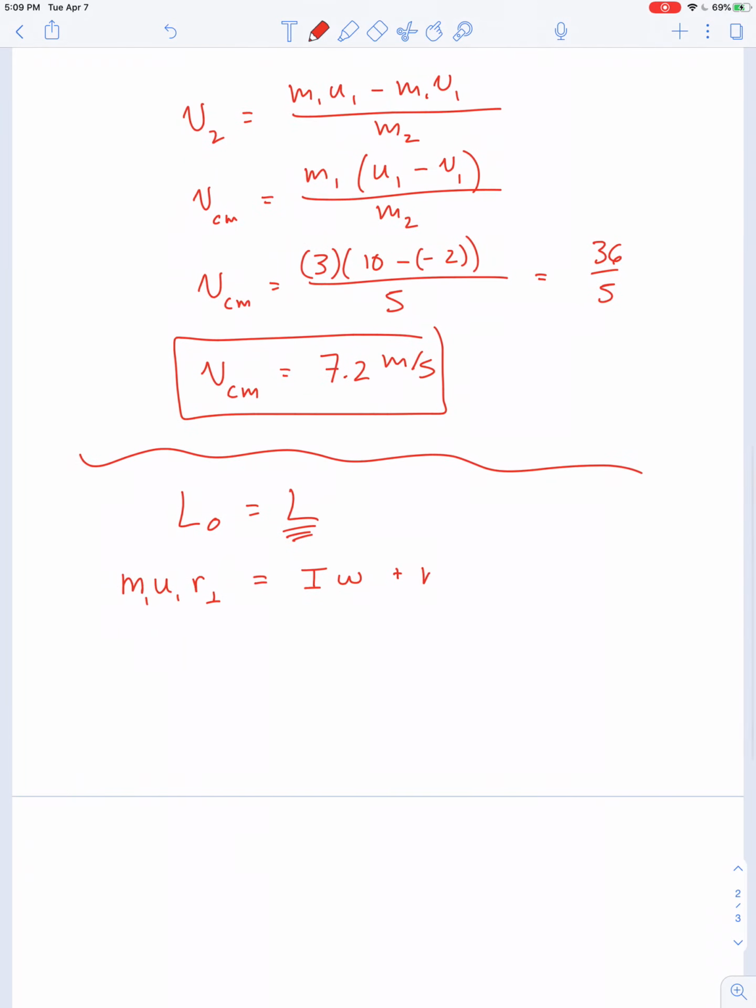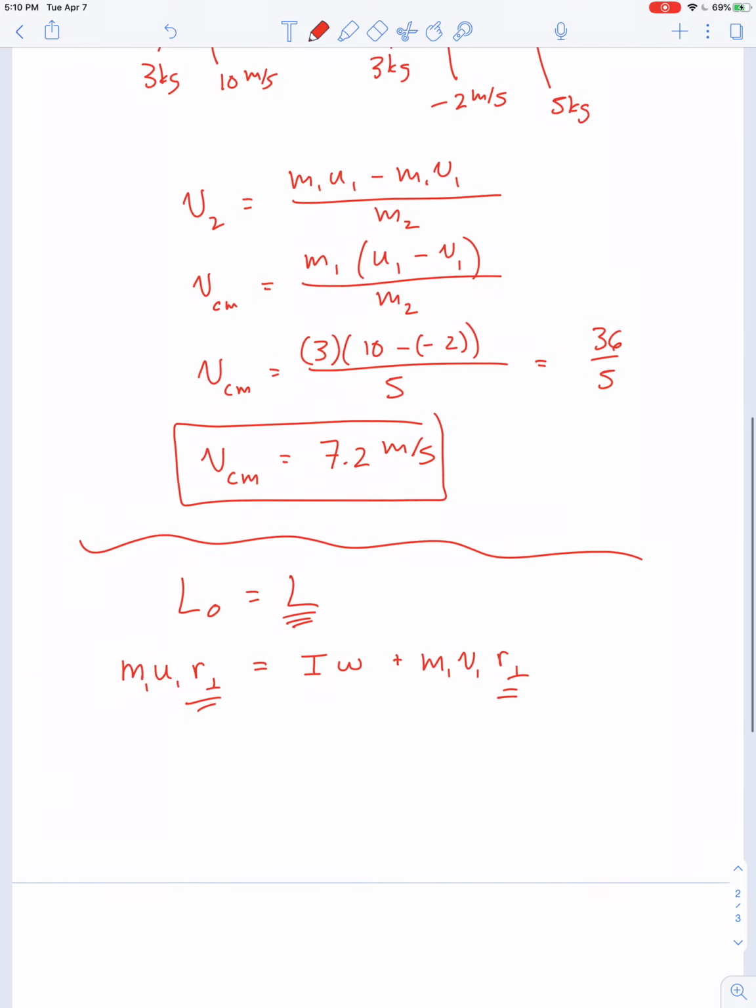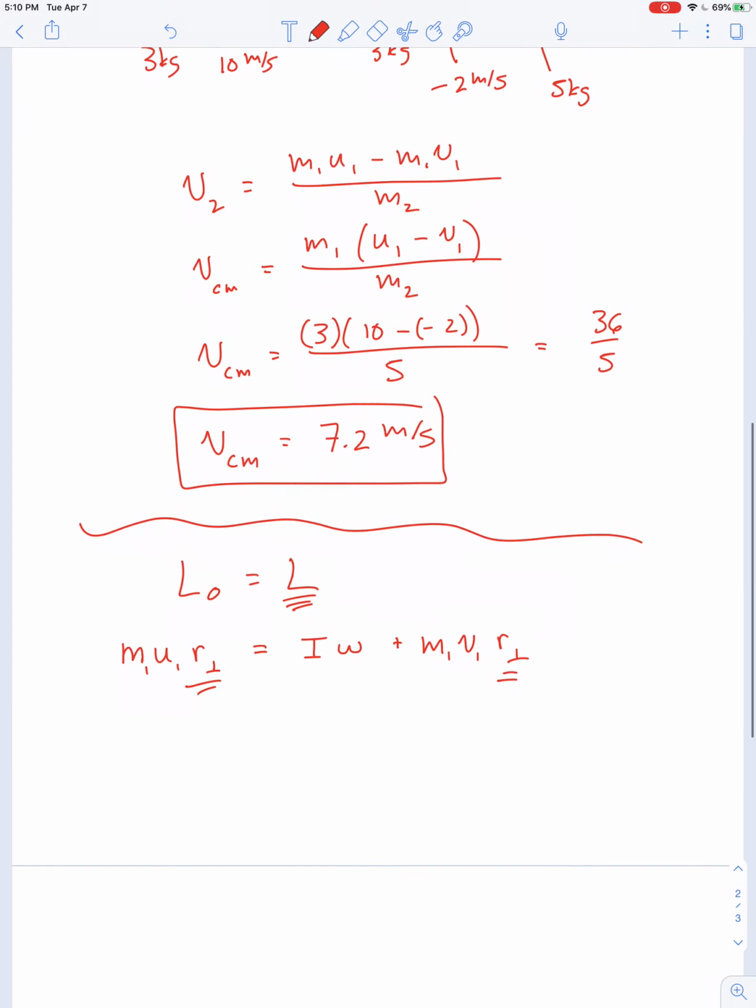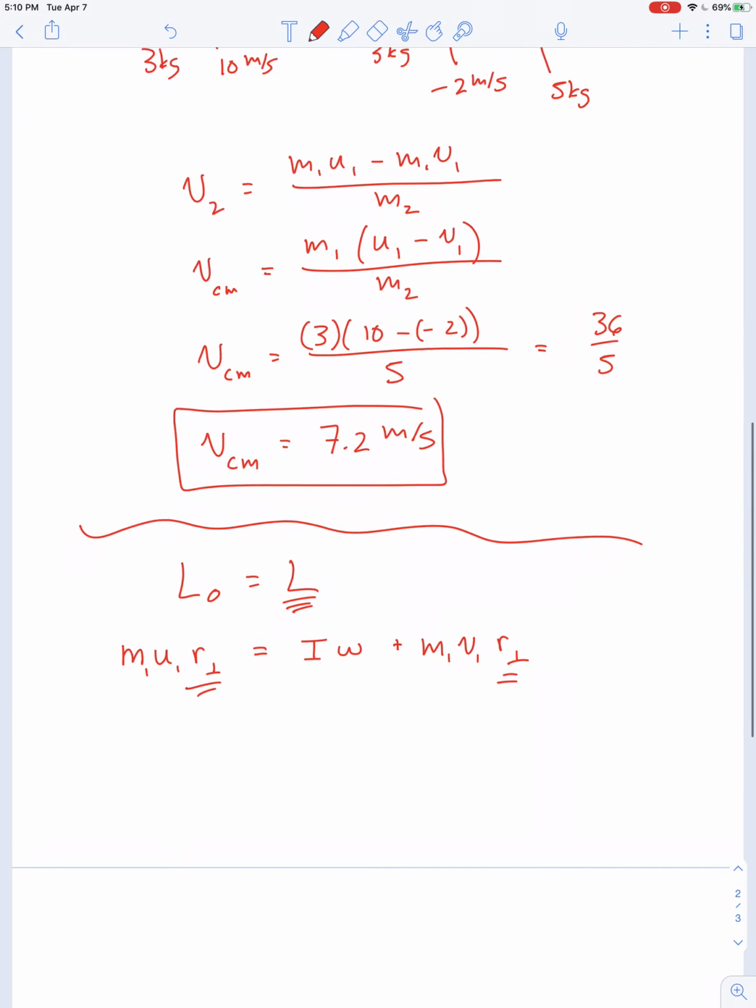So this is plus m1 v1 r perpendicular. What's r perpendicular? That's the distance between where the rubber ball hits the rod and the axis of rotation. The rod ends up rotating about its center of mass, so this distance is r perpendicular.